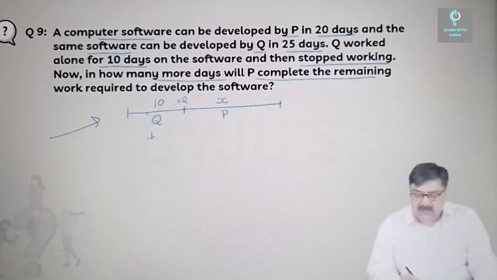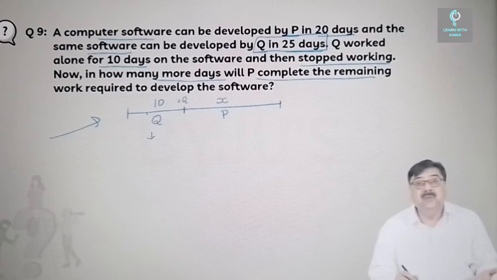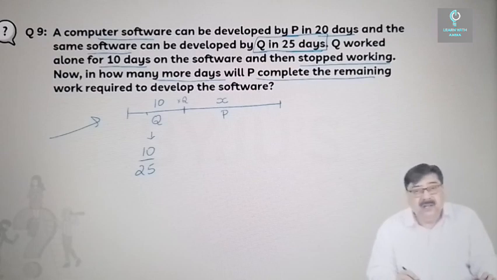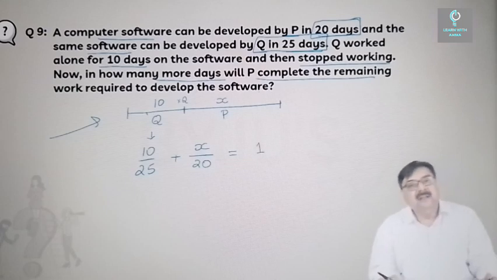So 10 days work of Q. See, Q can complete the work in 25 days. So 1 day work of Q, 1 by 25. 2 day work of Q, 2 by 25. So 10 days work of Q, 10 by 25. So in 10 days, Q completed 10 by 25th of the work, plus X days work of P. P can complete the work in 20 days. So in X days, P will complete X by 20. Together, they complete one work.